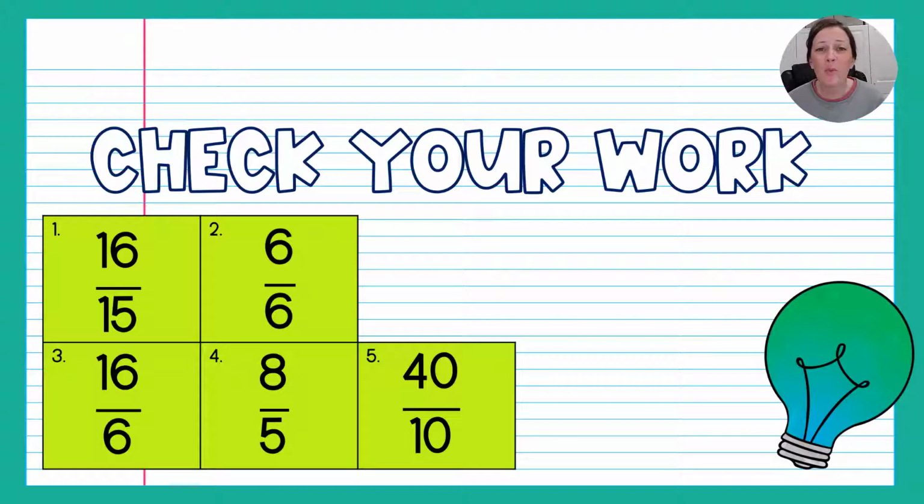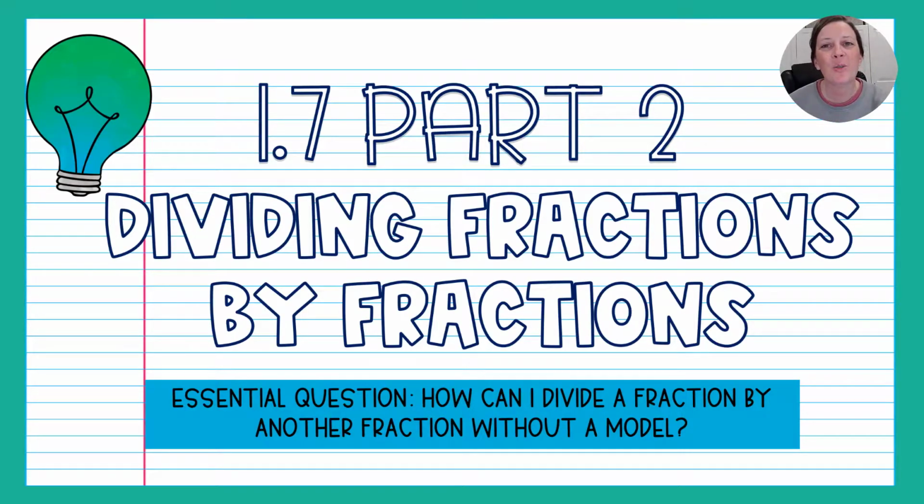Okay, hopefully you came up with 16/15, 6/6, or 1, 16/6, 8/5, or 40/10. And you may have chosen to rewrite some of those as mixed numbers, and if you did, that's okay. We'll check those when we check your notes. If you missed one or you're unsure, please pause the video, go back, check your keep, change, flip, check your multiplication, ask for help if you need it. But that, mathematicians, is 1.7 part 2, dividing fractions by fractions, where we can now divide fractions without a model.